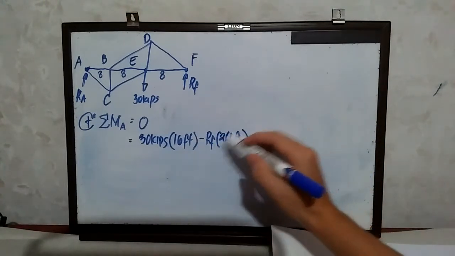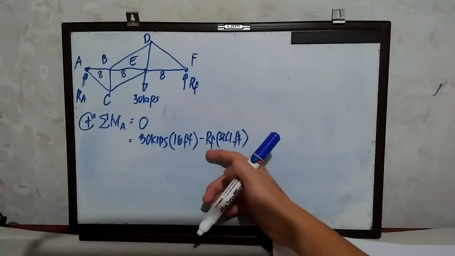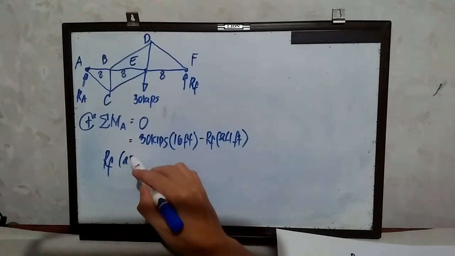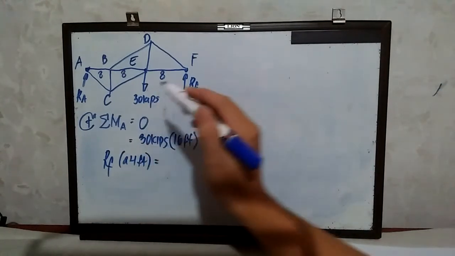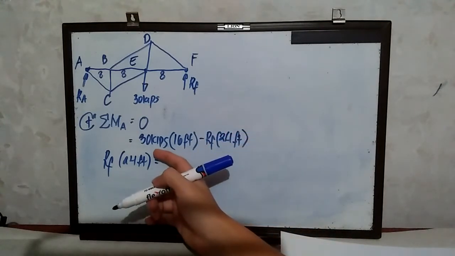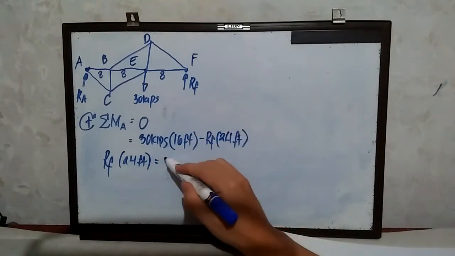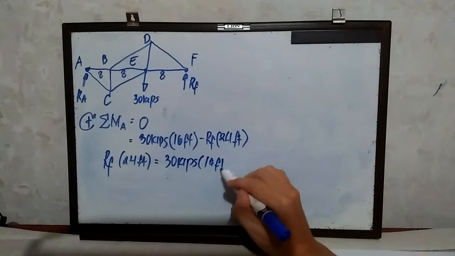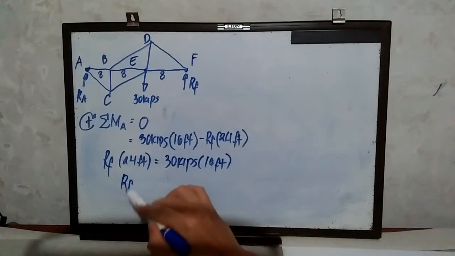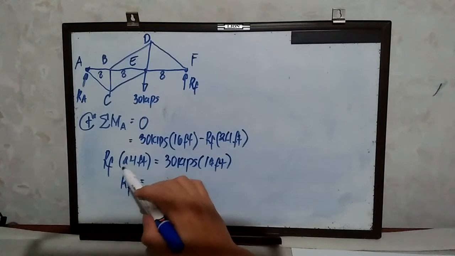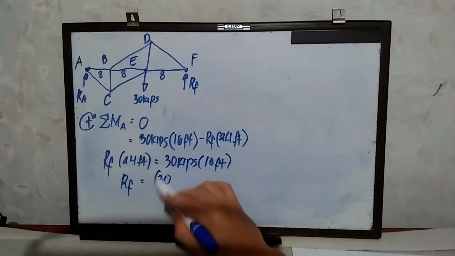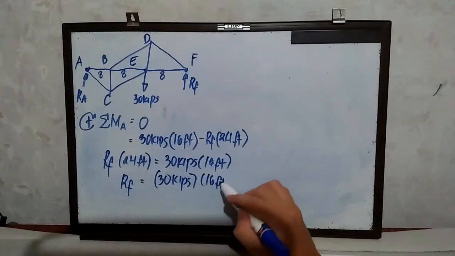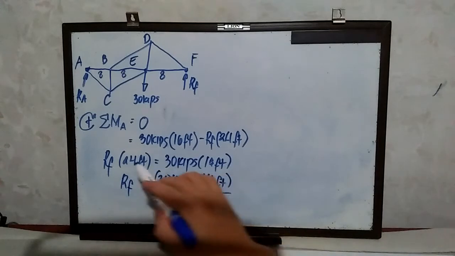Then r sub f, and then let's try to isolate r sub f. R sub f times 24 feet is equal to simply multiplying 30 and 16. And then r sub f is equal to, divide both sides by 24 feet. So 30 kips, or 30 kilopounds, multiplied by 16 feet, divided by 24 feet.